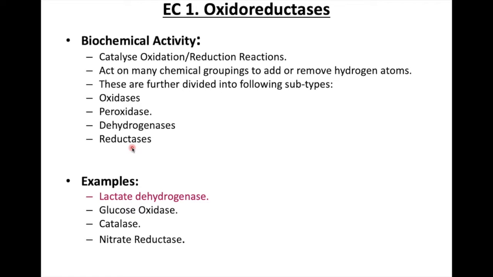These cause the addition of hydrogen or an electron and remove the oxygen from the substrate. This category of enzymes is known as the reductases, which means they carry out reduction reactions. An example of the reductases is nitrate reductase, which is helpful in the nitrate reduction reaction.